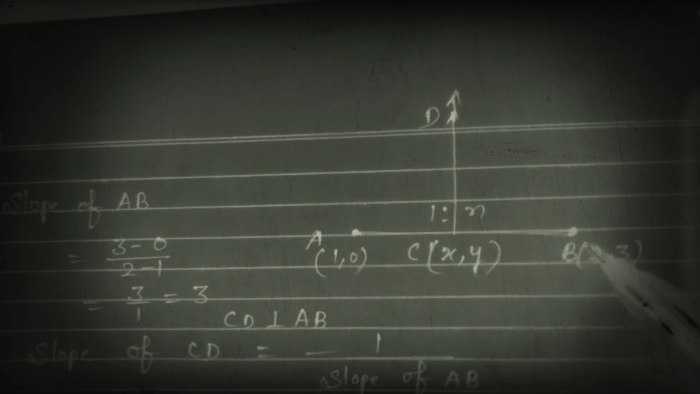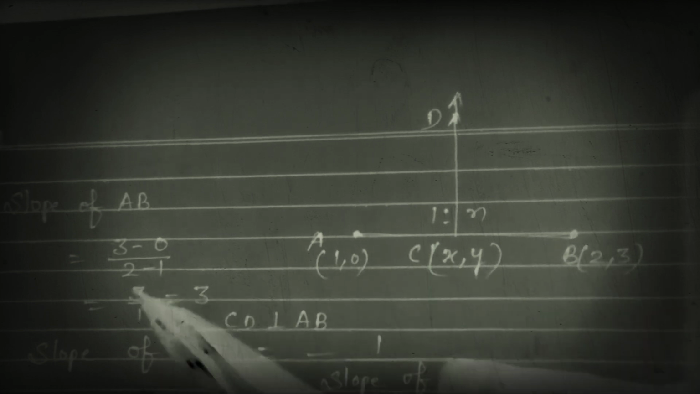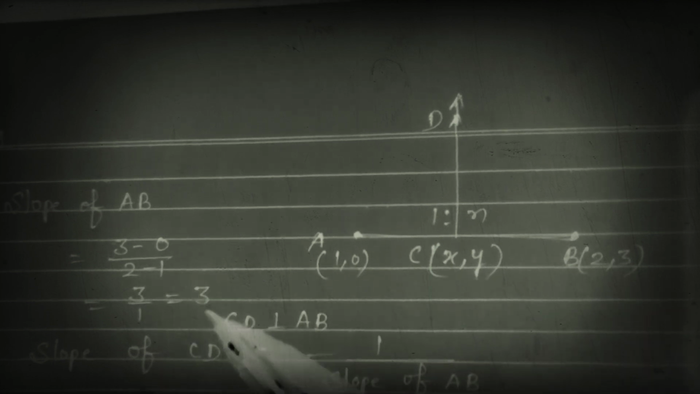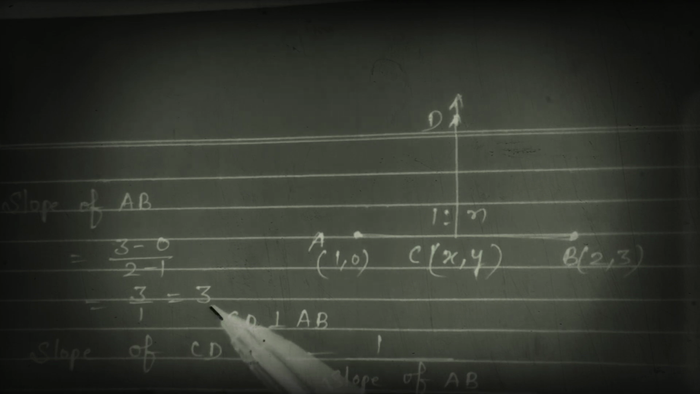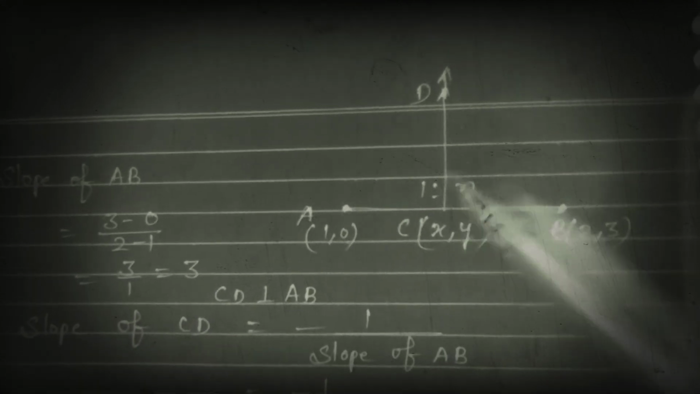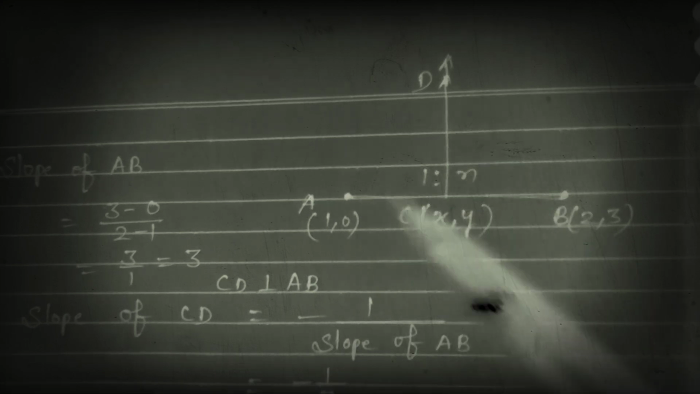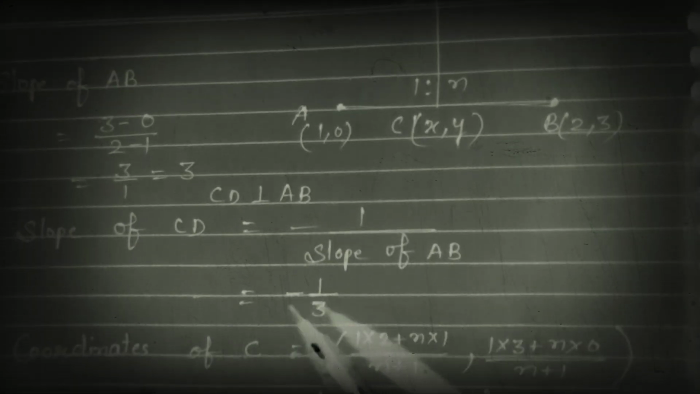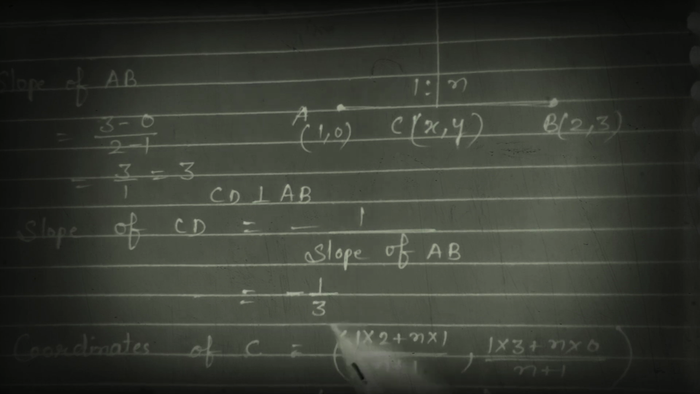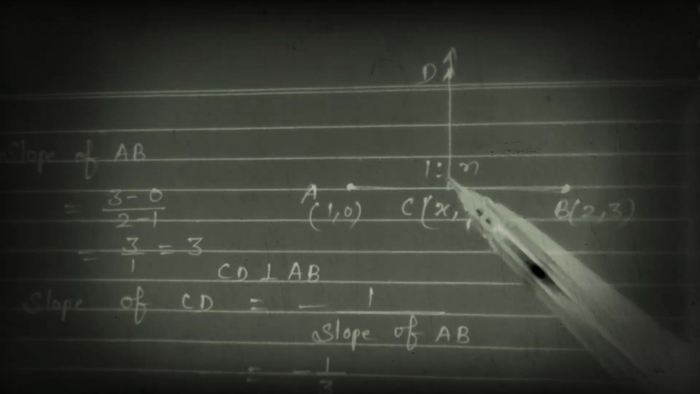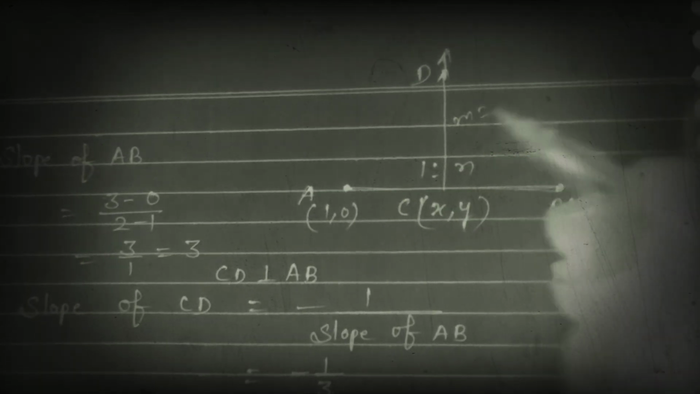So firstly slope of AB, 3 minus 0 upon 2 minus 1. So slope of AB is 3. Clear? Slope of CD will be minus 1 upon slope of AB because AB is perpendicular on CD. Then this will be minus 1 upon 3. So slope of CD, m is minus 1 by 3.